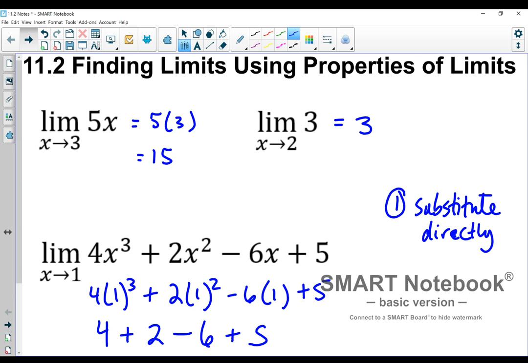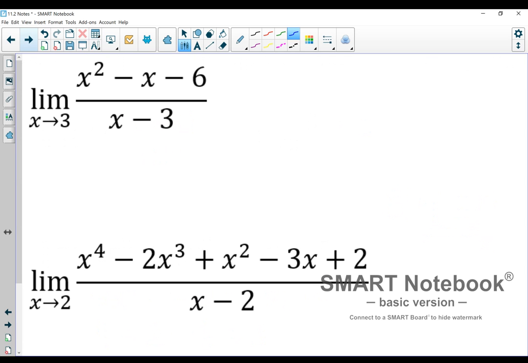Sometimes that doesn't work. So if I am looking at these next two, the first one says limit as x goes to 3, if I put a 3 in my denominator, I have something that's undefined. So this is like some of the stuff that we graphed in 11.1. And if my denominator is a problem, there's different strategies I can try. One of them is to factor and see what happens.